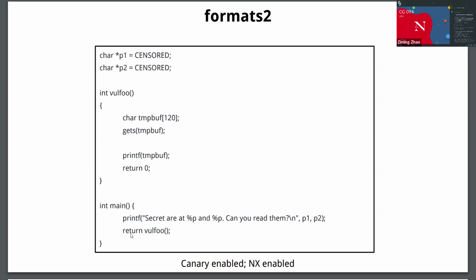Then the main function first prints out that the secrets are at P1 and P2. It gives you the two addresses, okay? Then it will call the function foo, and foo will take your input and use your input as a format string. Okay, that's it. So think about how to do this. This may not be that easy, but I give you several minutes to think about this.